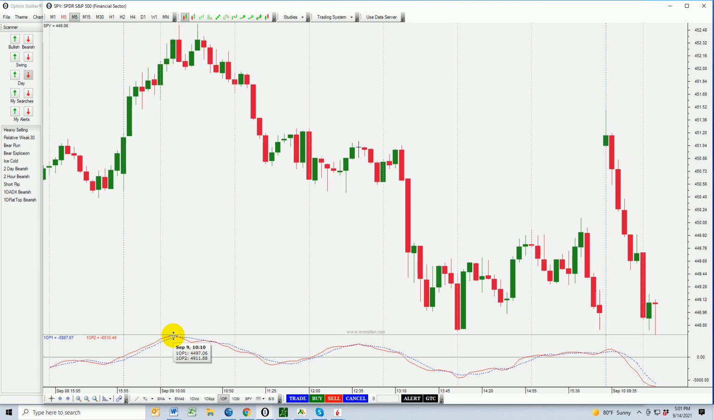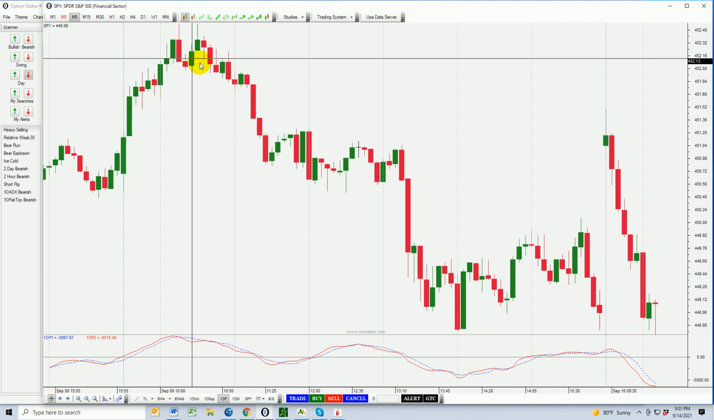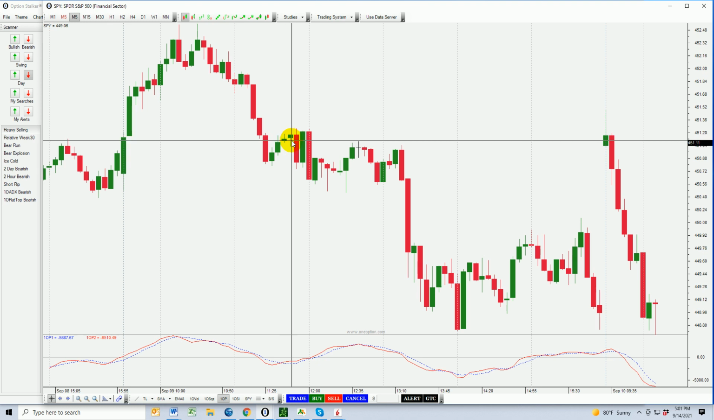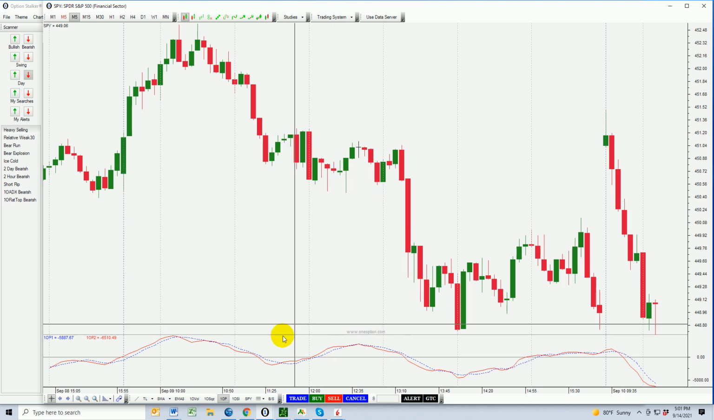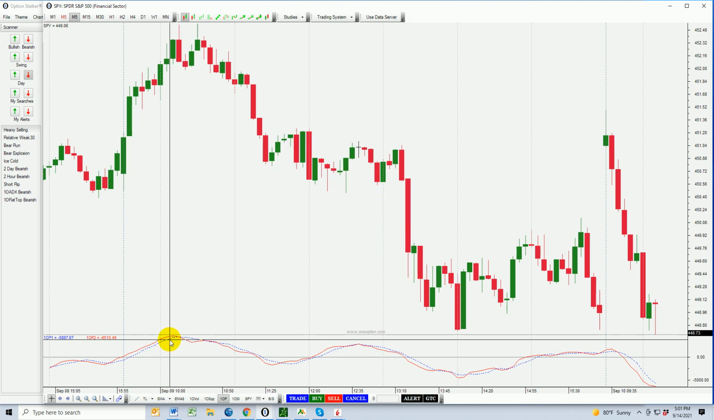Now we've got a bearish cross. Where did that bearish cross happen? Did it happen here? Did it happen here? Did it happen here? No, it happened right here before the high was in. As I mentioned, this indicator is predictive. It tells you when you need to tread cautiously. Does it mean you short right away? Absolutely not. We need technical confirmation.